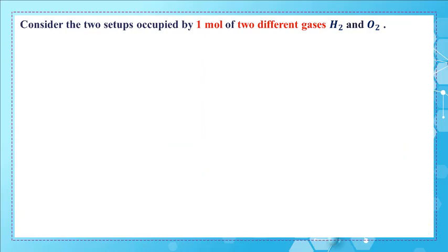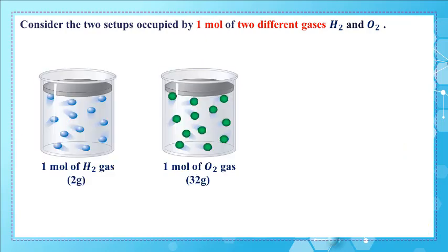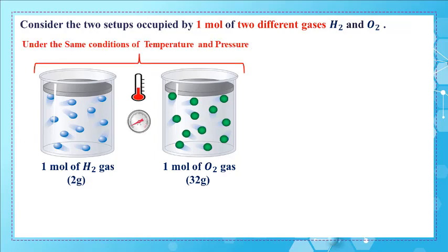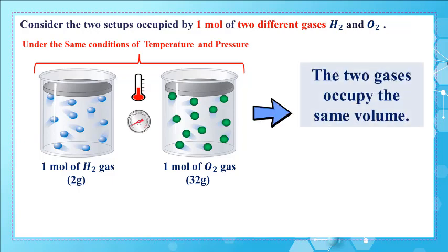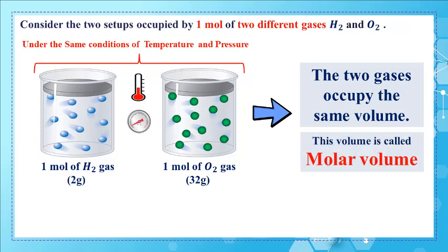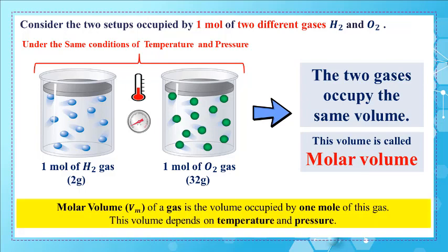Consider the 2 setups occupied by 1 mole of 2 different gases, H2 and O2. The 2 setups are under the same conditions of temperature and pressure. We notice that they occupy the same volume. This volume is called molar volume. The molar volume Vm of a gas is the volume occupied by 1 mole of this gas. This volume depends on temperature and pressure.